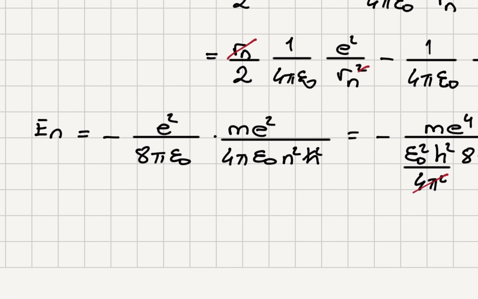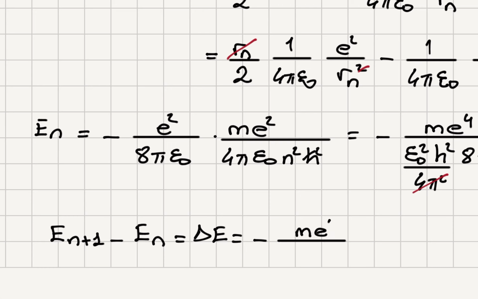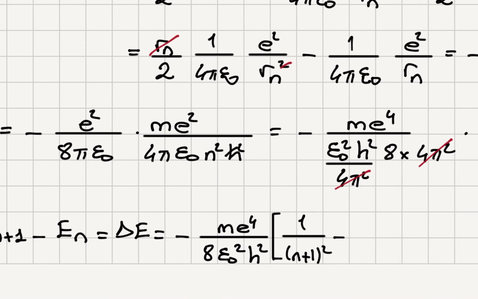Now we can find the transition from the n plus 1th level to the nth level, E sub n plus 1 minus E sub n. That's the energy difference between these two levels. That is minus m e to the fourth power divided by 8 epsilon 0 squared h squared, and we will have 1 over n plus 1 squared minus 1 over n squared.